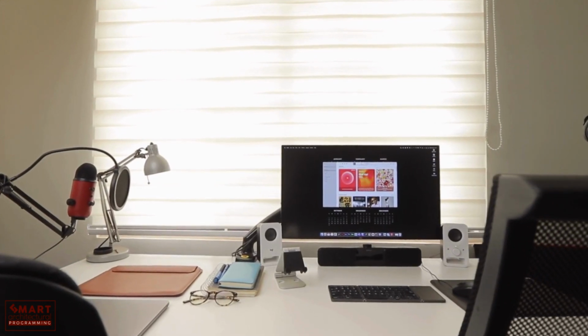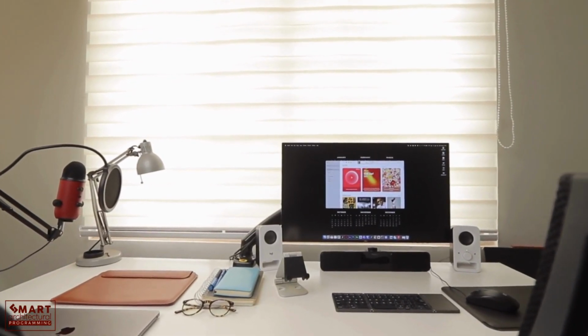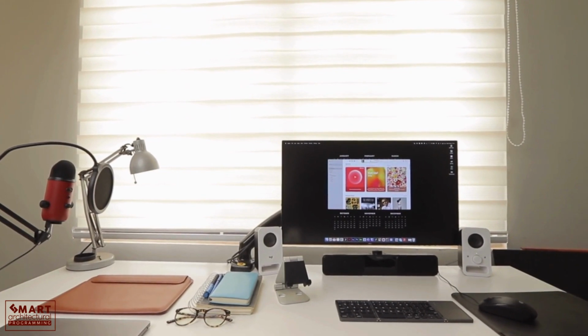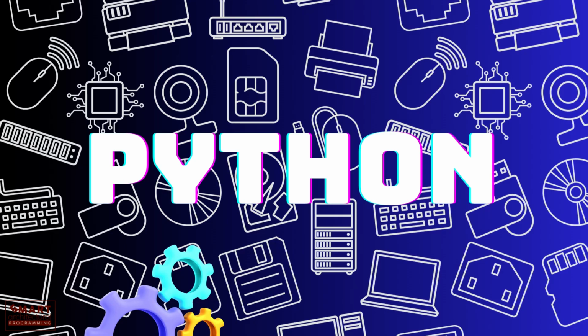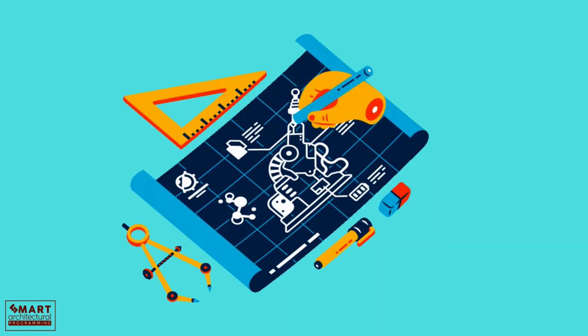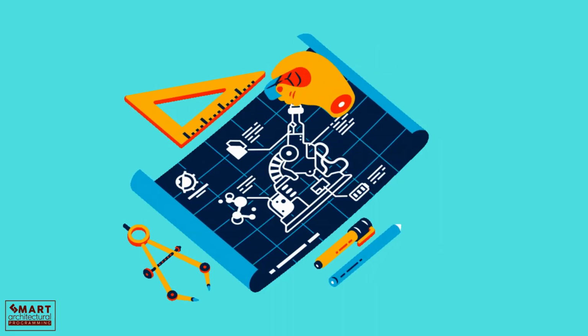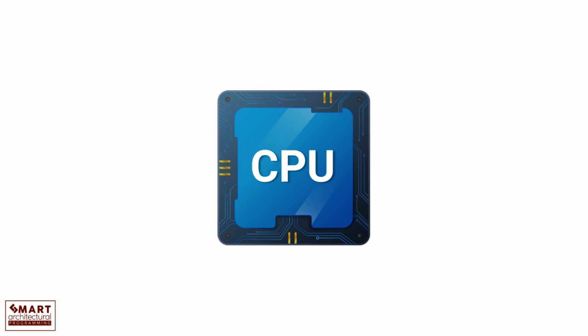Computers. They're everywhere. But have you ever wondered what makes a computer, well, a computer? Today, we'll dive into hardware architecture with the help of Python examples. First, let's think of hardware architecture as the blueprint of a computer. At the heart of it is the CPU, or central processing unit.